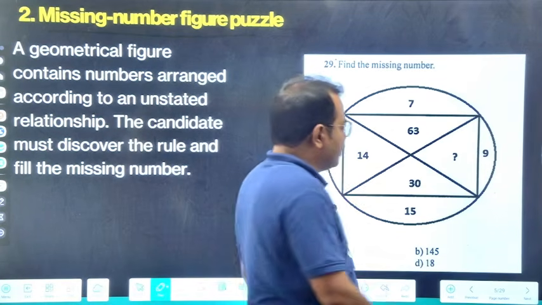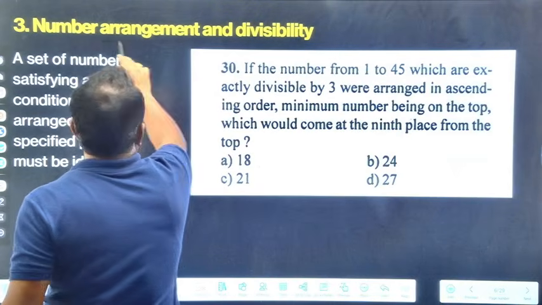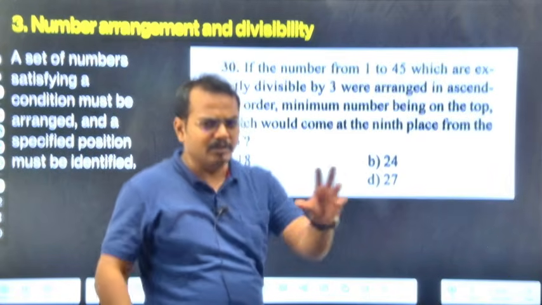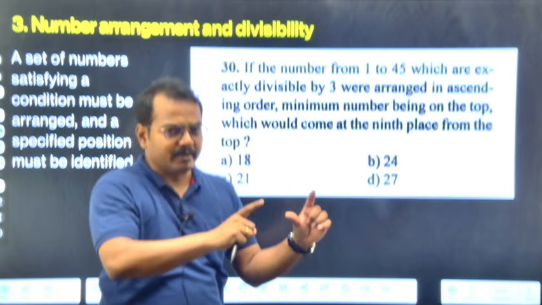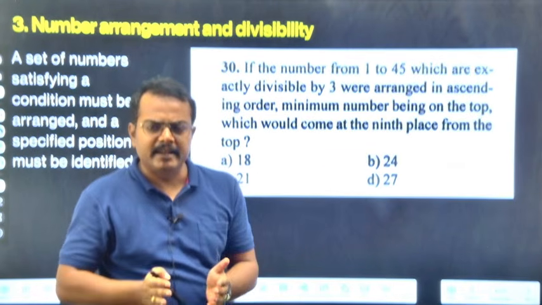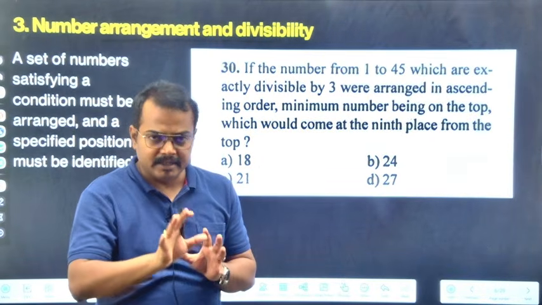Okay, now the third category which you are going to find here is number arrangement and divisibility. The question number 30, if you can see. Now always focus on the question paper. Whenever you are watching any lecture, you should have a pen and paper with yourself, and you should mark whatever I am telling you.